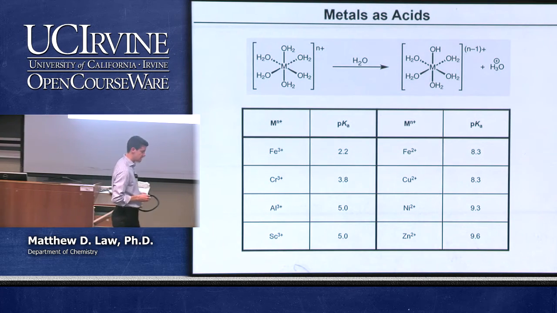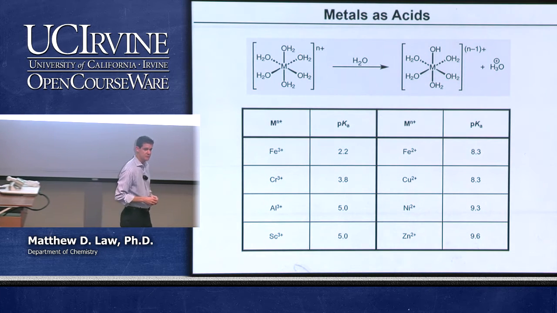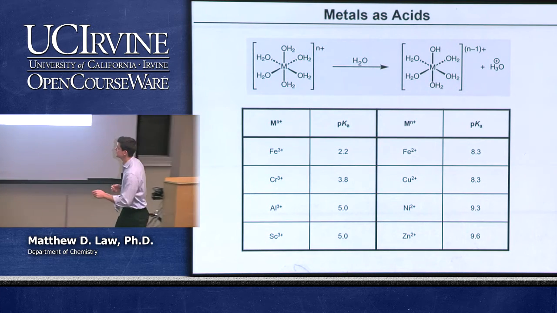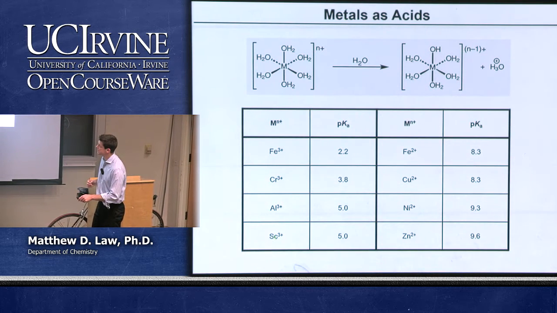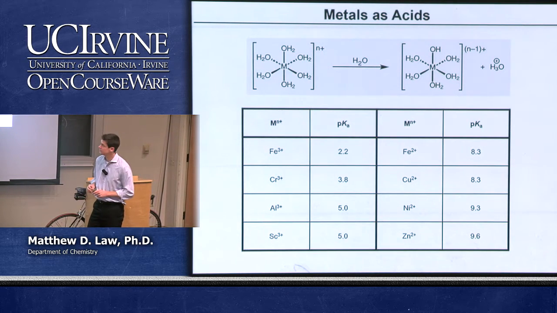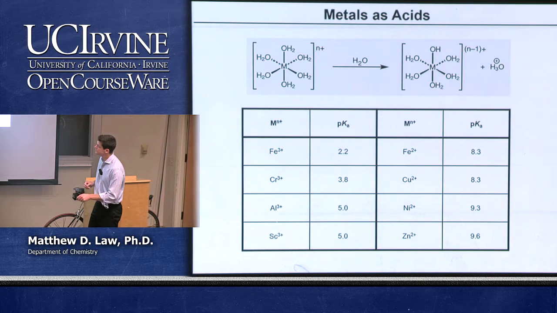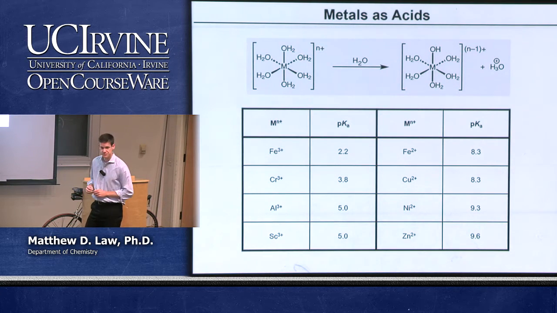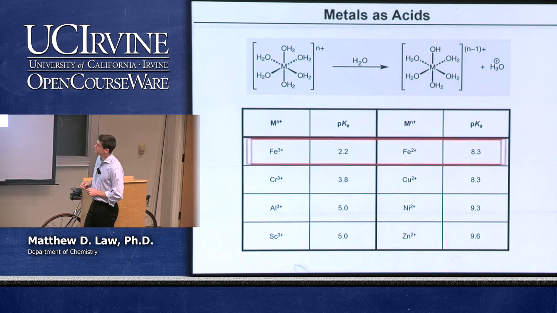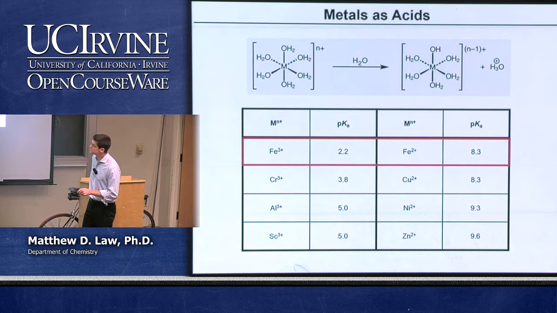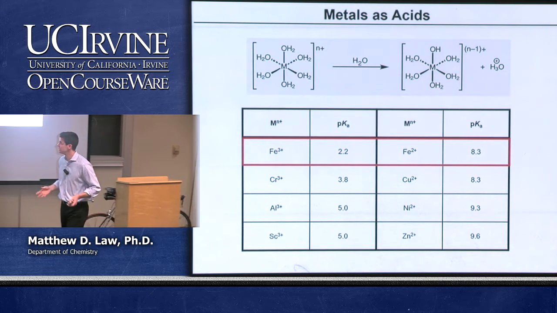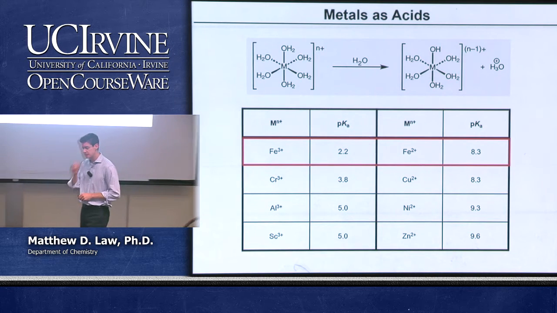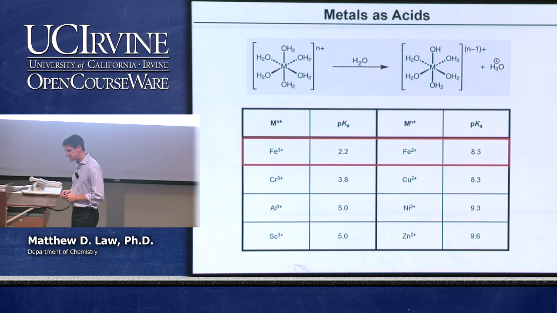So you can look up tables, of course, of pKa values for different metal ions in solution. So let's look at some of the trends that we see. We've got iron, chromium, aluminum, and scandium, and then a couple of others over here. These are the trivalent, and these are the divalent metals. If you look just at iron, when iron is 3+, it has a fairly low pKa. It's pretty acidic. When iron is 2+, it has a much higher pKa, right? About a factor of 1,000,000 higher in acidity constant.